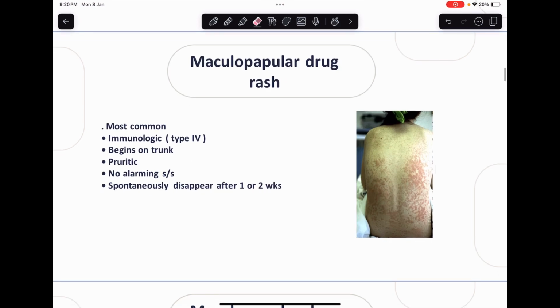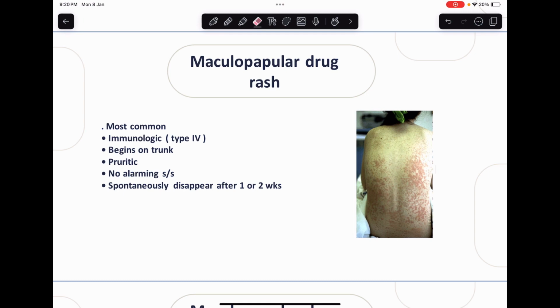Okay, the first drug reaction is maculopapular drug rash. It's the most common drug reaction, considered a type 4 hypersensitivity reaction. It usually begins on the trunk. Most drug eruptions start on the trunk, except for DRESS, which we will talk about, which starts from the face. Always pruritic, usually no alarming signs. The patient will come to you, does not look sick, not in pain, vitally stable.